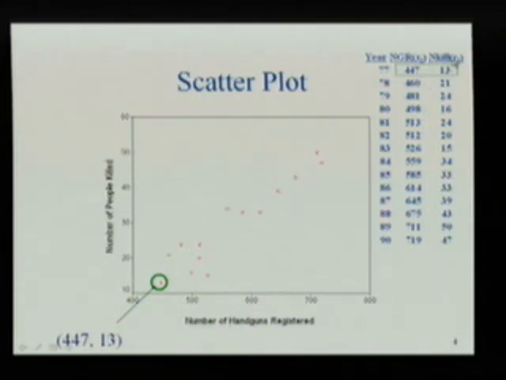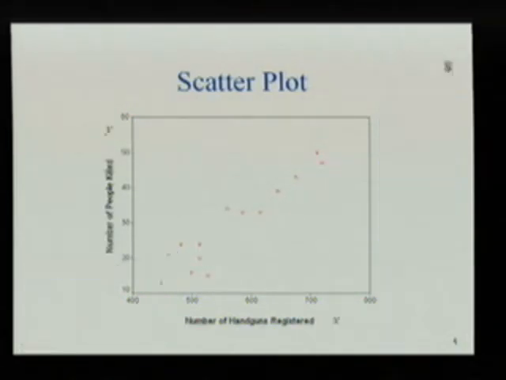So x1, y1 is this first pair. x2, y2 is this second pair. And when I say xi's, that means what? All the x's, all the values for the predictor variable. When I say yi's, that means all those values, right, for the response variable.